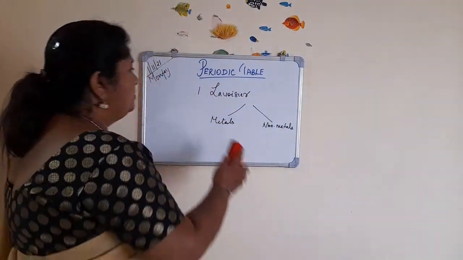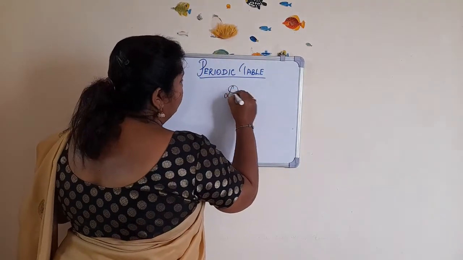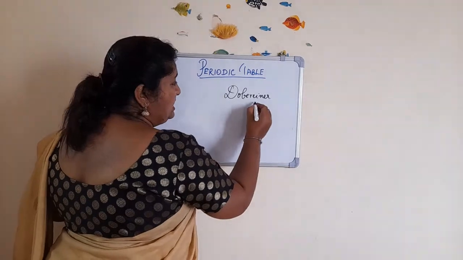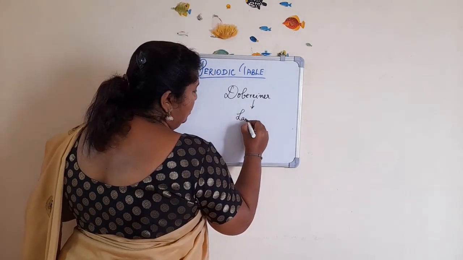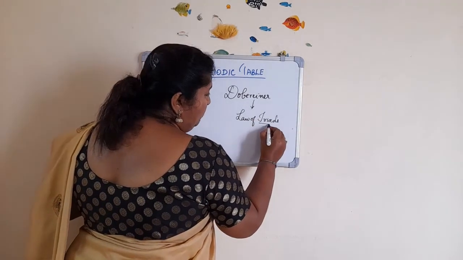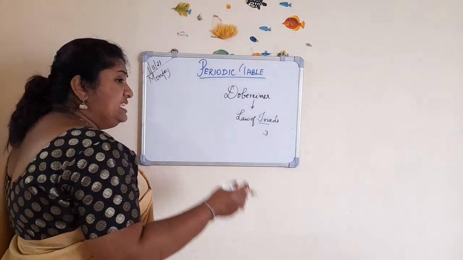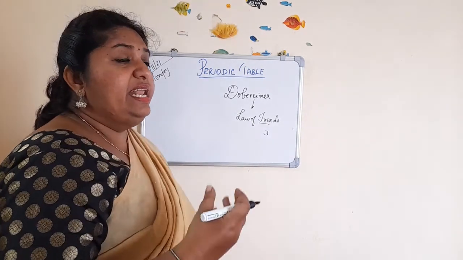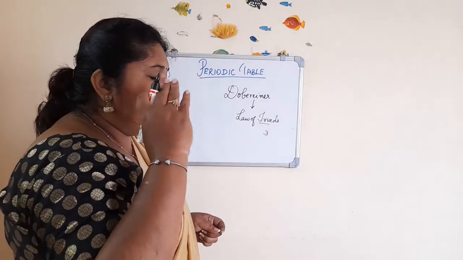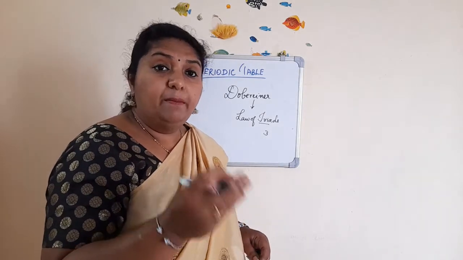After that came another scientist. Don't say scientist, you can say chemist. He was Dobereiner. Okay, Dobereiner. His law of classification was known as the law of triads. Triads. Tri means 3, isn't it? So all these chemists or scientists tried to arrange the elements according to their atomic mass. Okay, so that you should keep in mind. All these people tried to arrange the elements according to atomic mass.